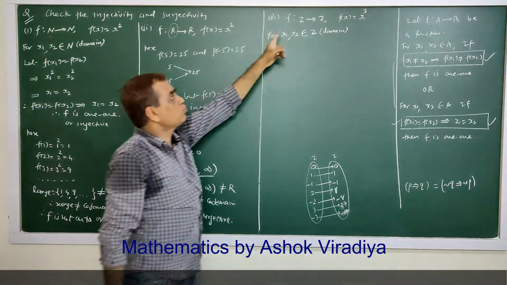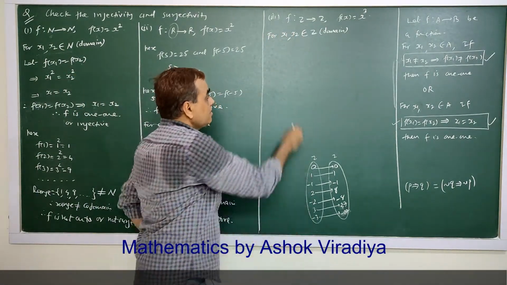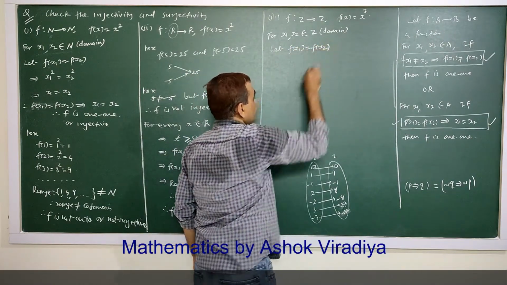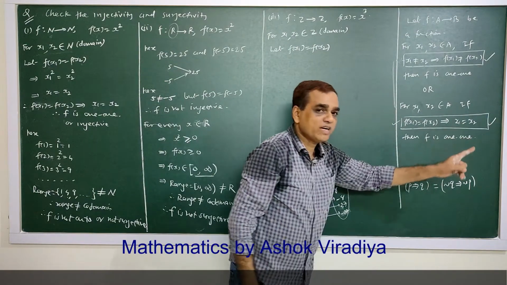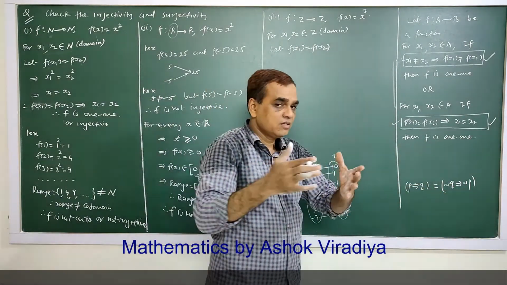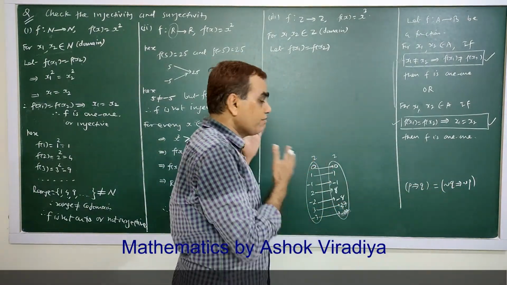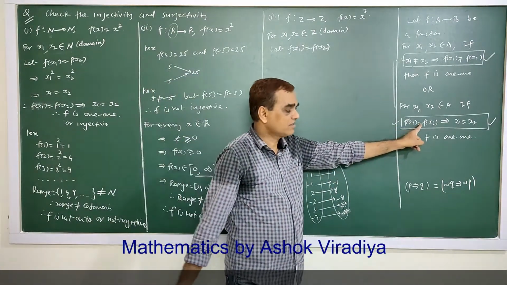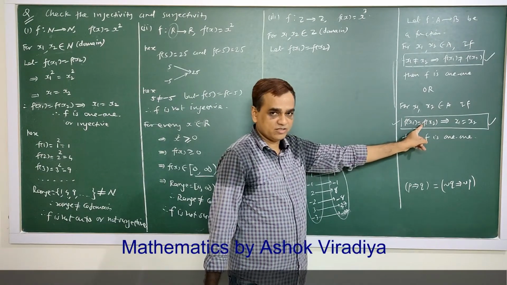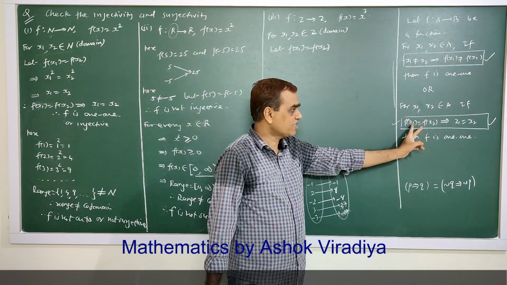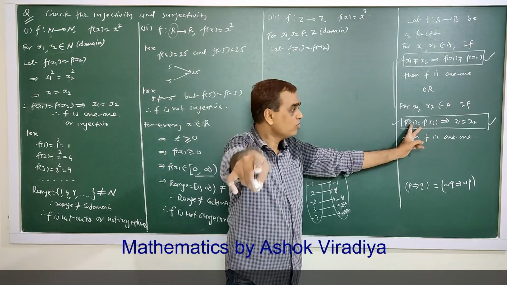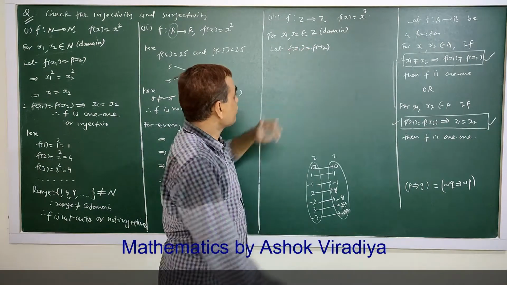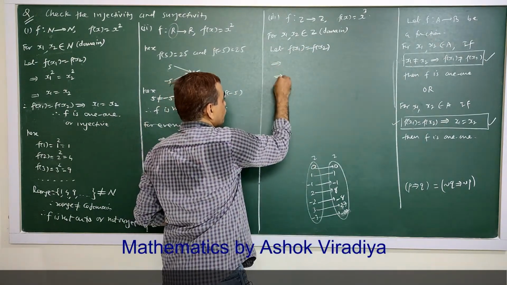For x1, x2 belonging to domain, suppose that f(x1) equals f(x2). Whenever any function is 1-1, to show 1-1ness on paper, in most sums we perform this method. Second form of definition: start from f(x1) equals f(x2), prove that x1 equals x2, then the function is 1-1.